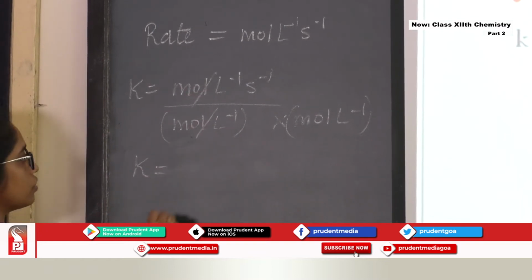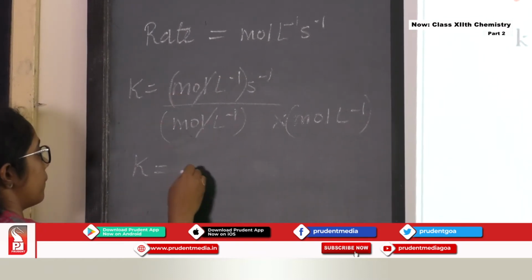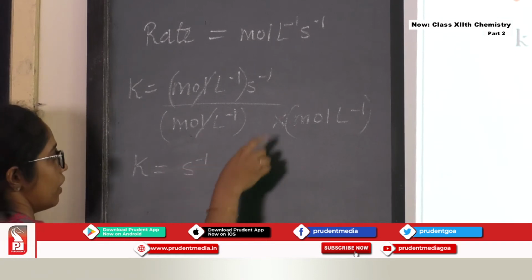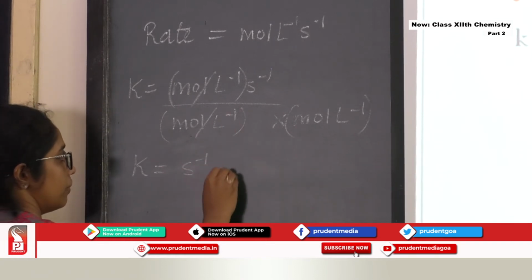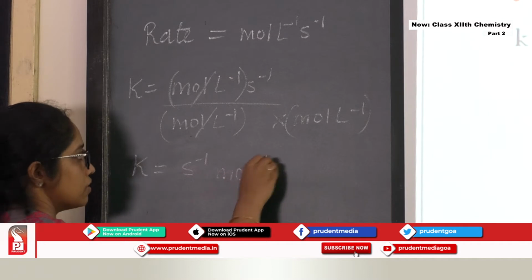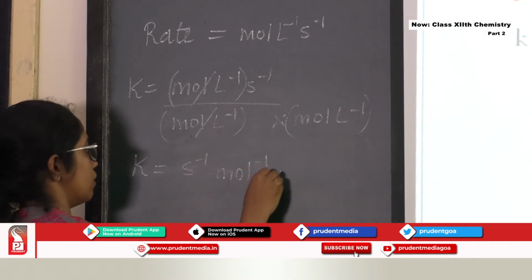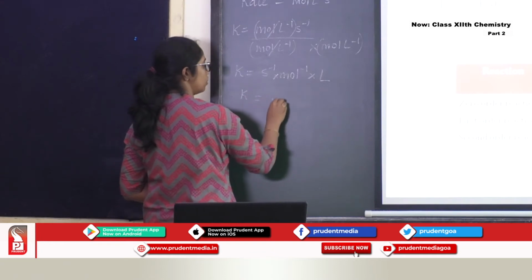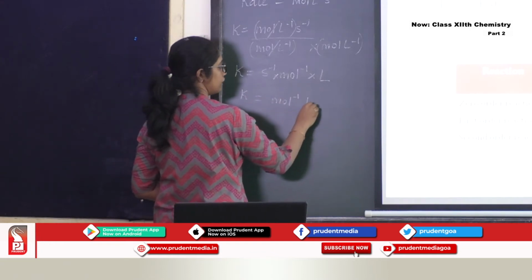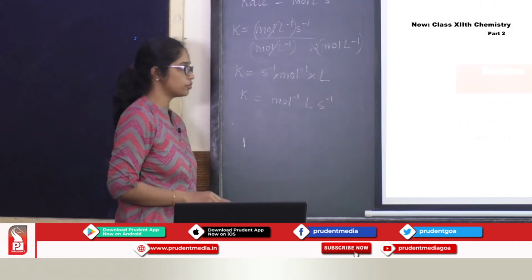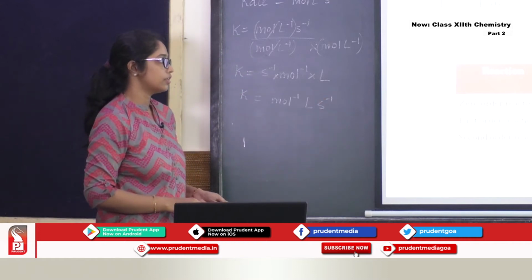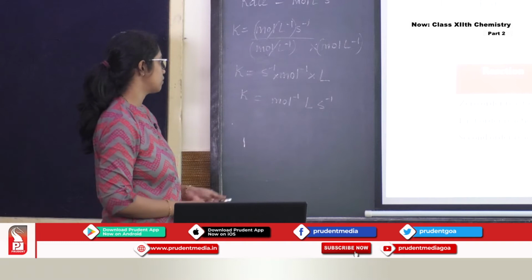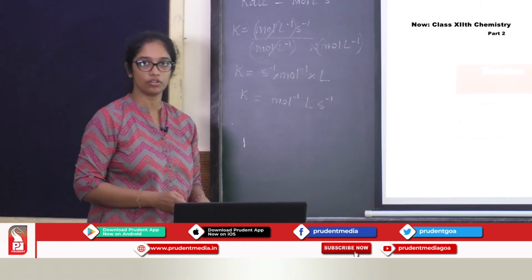The final unit is going to be second inverse will remain, and a mole which is in the denominator when it comes in the numerator becomes mole inverse, and liter inverse will be liters. So, the unit is mole inverse liter second inverse, as you can see it here in the table, mole inverse liter second inverse. So, that is going to be the unit for a second order reaction.